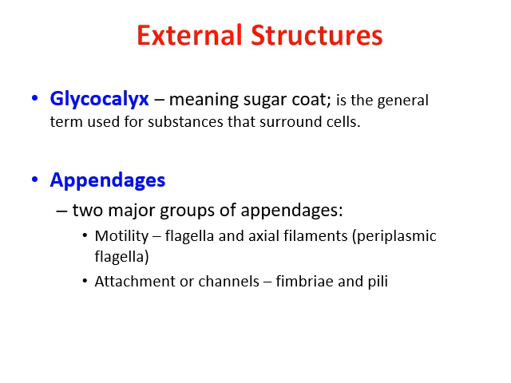Glycocalyx is the first part in the external structure. It's made mainly of a sugar coat, the general term used for substances that surround the cell. It's the very outer layer of the cell. You can find appendages after that. There are two major groups of appendages. Either the appendages are used for motility, like the flagella and axial filaments, or they are used for attachment, like the fimbriae and villi.